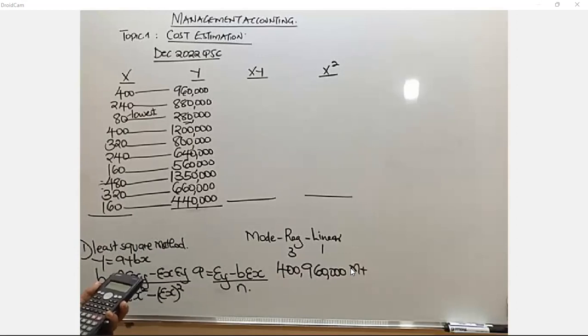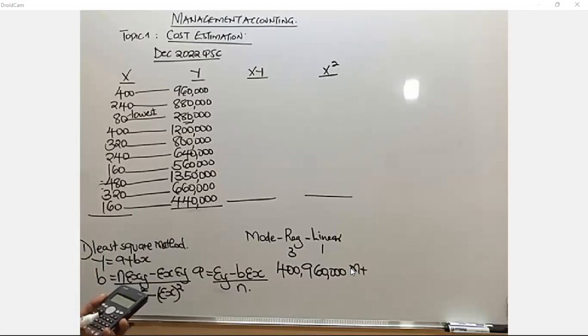Then the other one with 320, 800,000, right? M plus. The other one is 240, 640,000, M plus. N should be equal to 6. The other one will be 160, 560, M plus. N is equal to 7. Then 480, 1,350,000, M plus. Your calculator displays N is equal to 8.